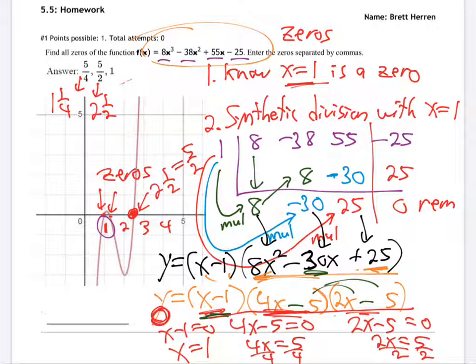So that's how we do it. We get 1. So what are the 2 steps? Step 1, you get one of them from the graph. Step 2, divide by that one. Get another expression, 8x squared minus 30x minus 25. And then either factor it or take it to the quadratic formula and get your other answers.